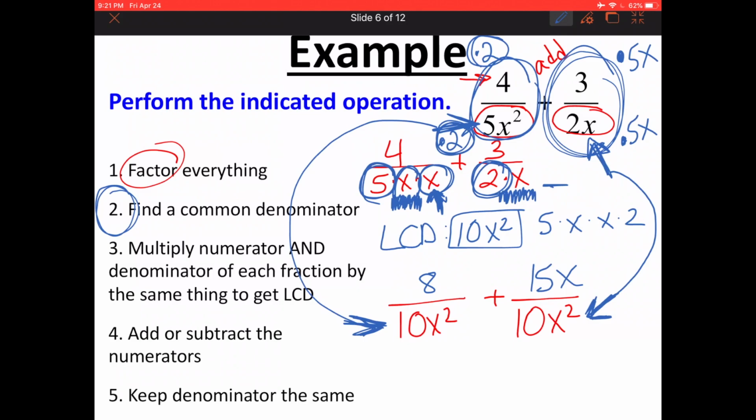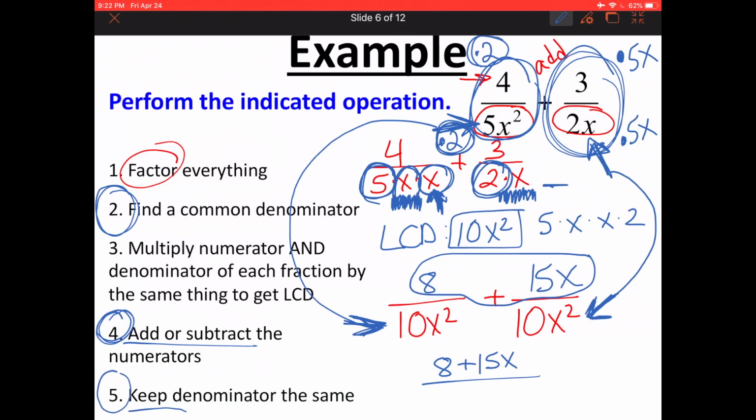Okay? So my last step, well, second to last step, add or subtract the numerators. So 8 plus 15x. I cannot mix them. Okay? You cannot mix numbers and variables. So it's just 8 plus 15x. And step 5, keep my denominator the same, 10x squared. And here we go, guys. Final answer.